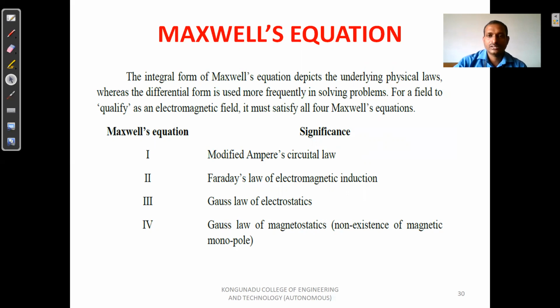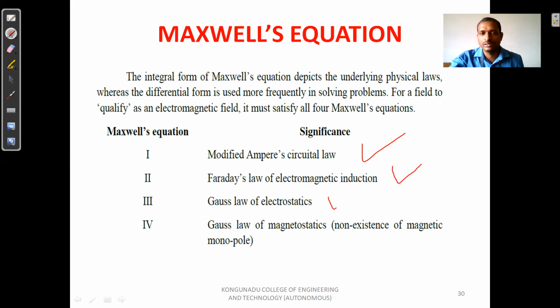Maxwell equation one is derived from the modified Ampere circuit law. Integral H dot dl is equal to I, this is the Ampere circuit law. From the modified Ampere circuit law, we derive Maxwell equation number 1. Maxwell equation number 2 is based on Faraday's law of electromagnetic induction. EMF is equal to minus d phi by dt is called Faraday's law of electromagnetic induction.